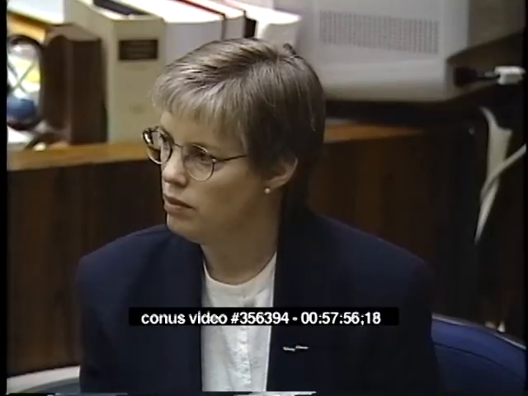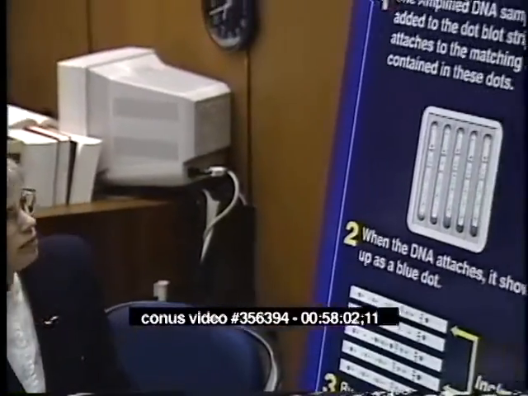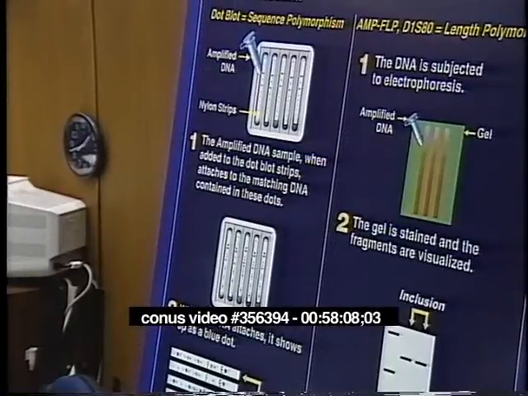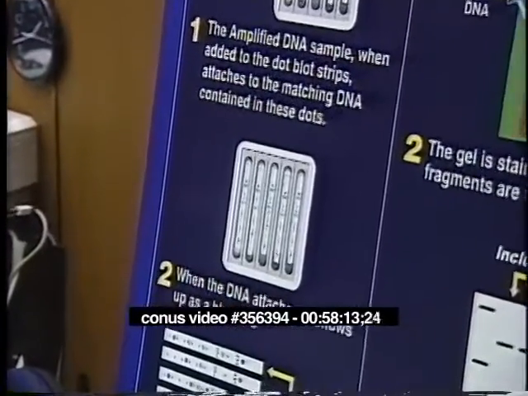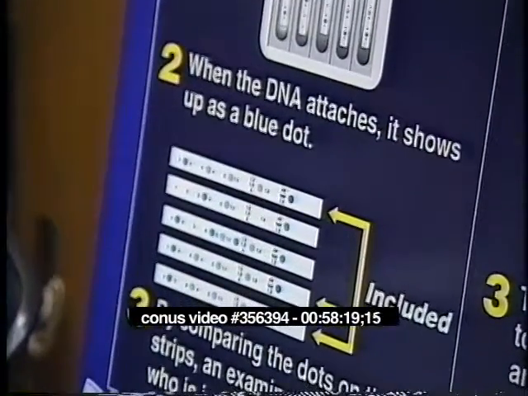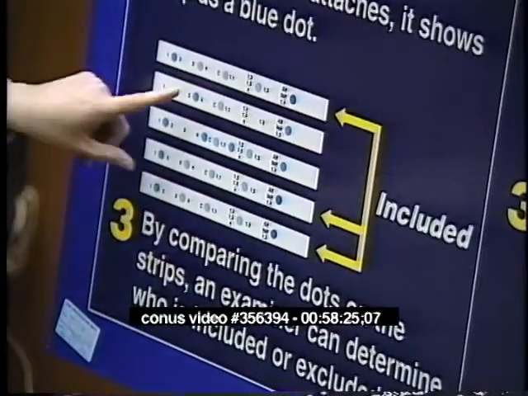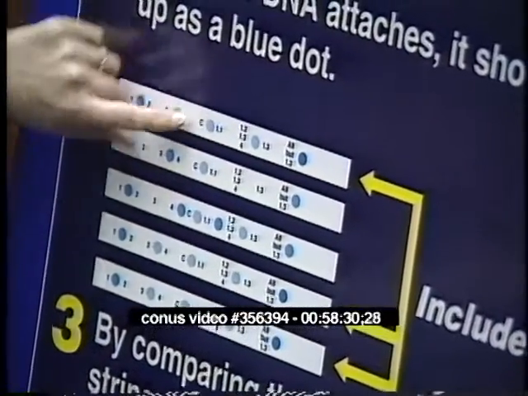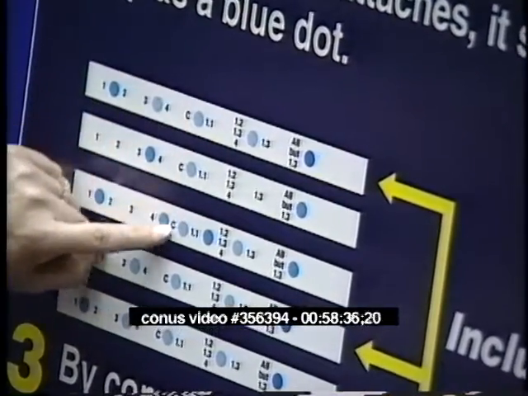With regard to this chart, Dr. Cotton, People's Exhibit 252, the strips that we see on the left-hand side of this diagram, those are strips that are used to type what genetic marker? The strips that are depicted here are for typing the DQ alpha marker. And on those strips, is there a specific location where the control dot is that you just described? Yes. Could you point that out, please? It's just to the right of the C here. So this dot that is between the C and the number 1.1, this is the control dot.